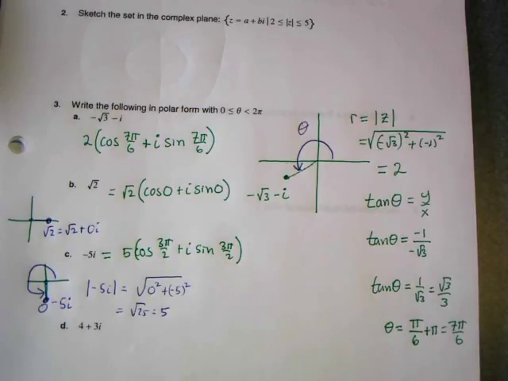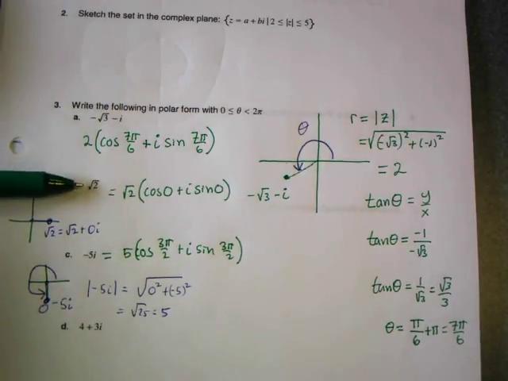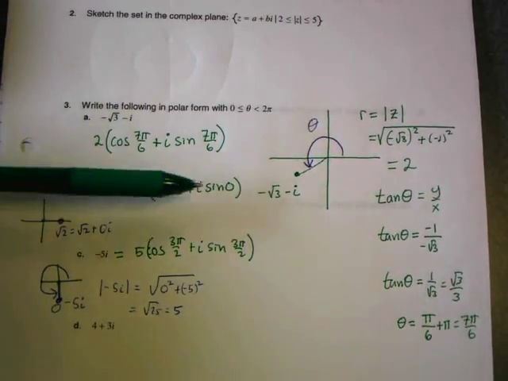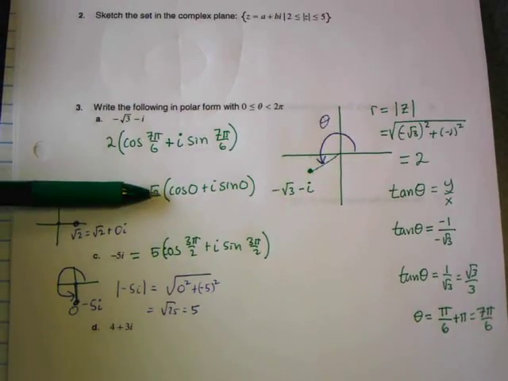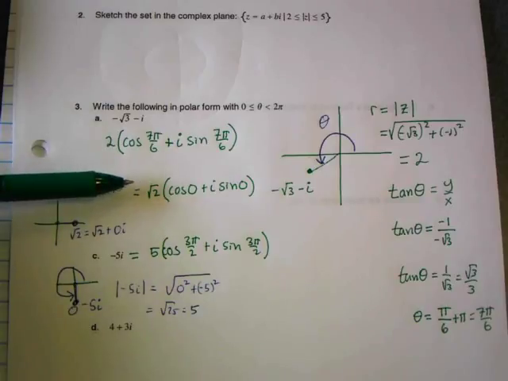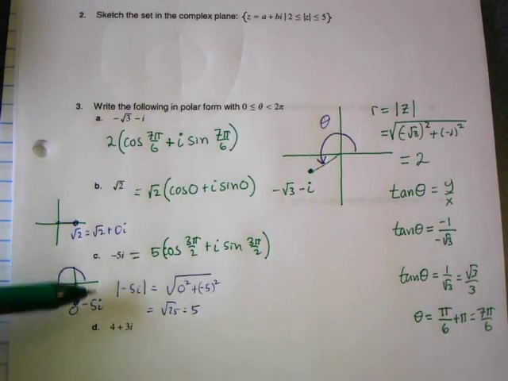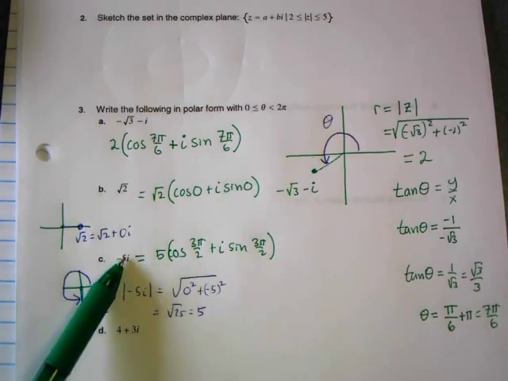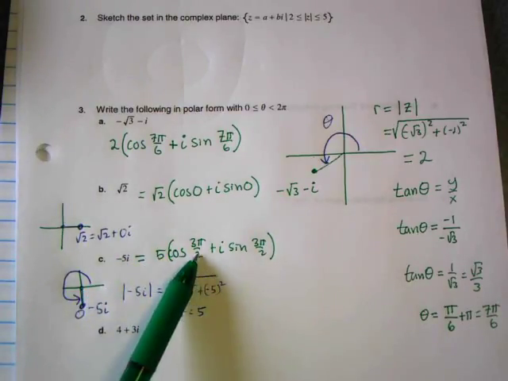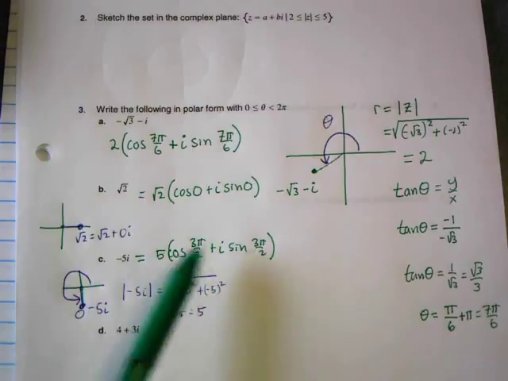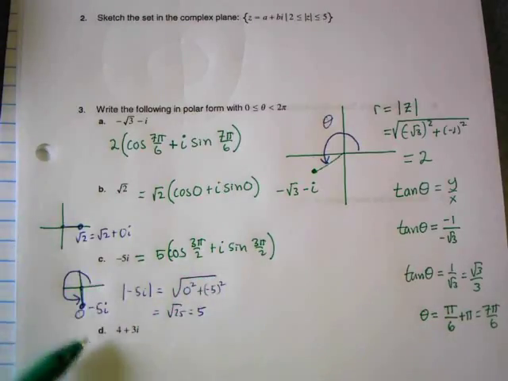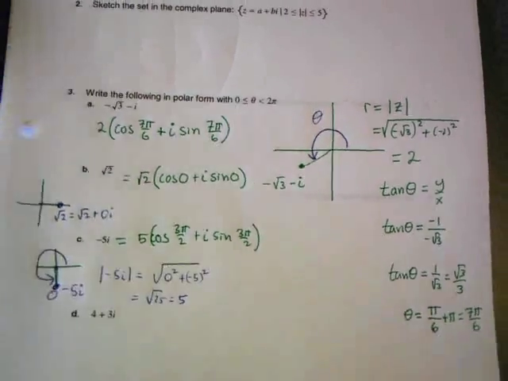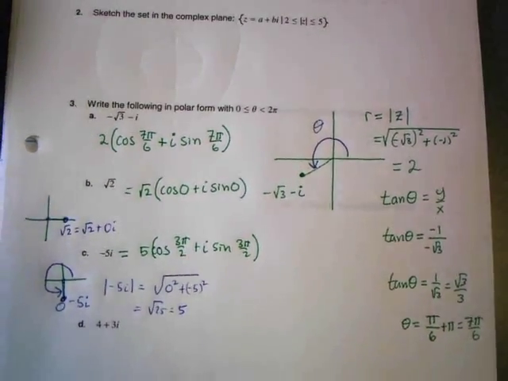So when you have just a real number, writing it in polar form should be nice and simple. Your angle is going to be either 0 or pi, if it's a negative. If you have just a complex number with no real part, then it's just the length, which is the number out front, and then it's either going to be cosine pi over 2 or cosine 3 pi over 2, depending on if it's up or down. Those should be easy. D is not so easy, unfortunately.